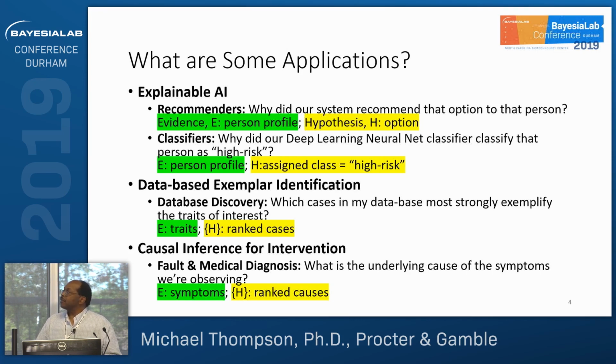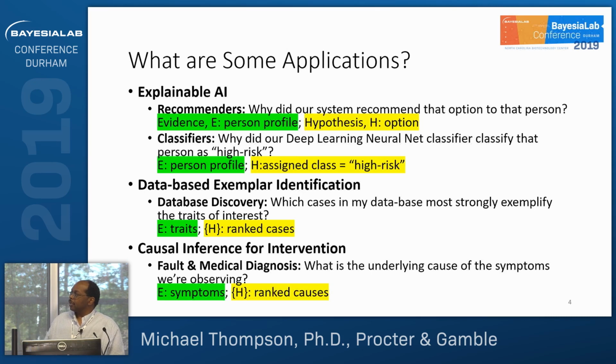Similarly, with classifiers, you might want to know why our deep learning neural network classified a person as high risk. In that scenario, you have the person's profile again and this class designator, high risk. So how strongly is that related? And how strongly can you score high risk for that person versus any of the other classes they might have been assigned to?